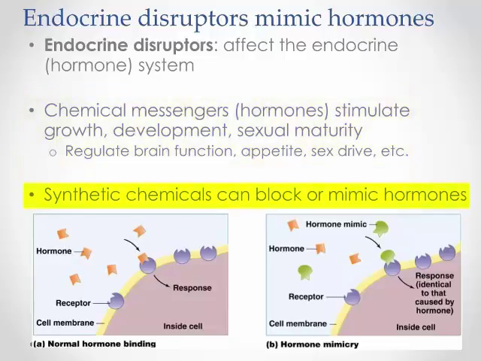Synthetic chemicals can block or mimic hormones. Bisphenol A and phthalates are 2 examples of endocrine disruptors. These chemicals can block or mimic the normal hormone signal, thereby disrupting the cascade of effects hormones naturally cause in the body. Because one hormone can have multiple effects in the body, EDCs can cause multiple effects as well. They can be carcinogenic and mutagenic as well.